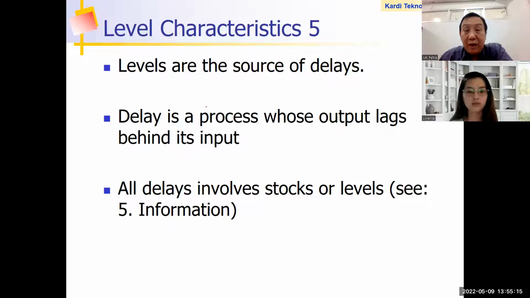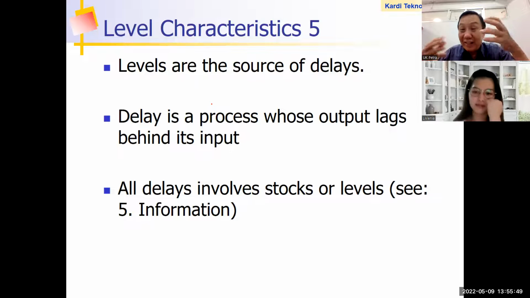Now, delay. This is important. This is connecting to an OR also, right? Delay is actually a level. Levels are the source of the delay. In fact, all delays must have some level. So in system dynamics, if you use the software, you have delay level 1, delay level 2, delay level 3. When they say delay level 1, it means there is only one level.